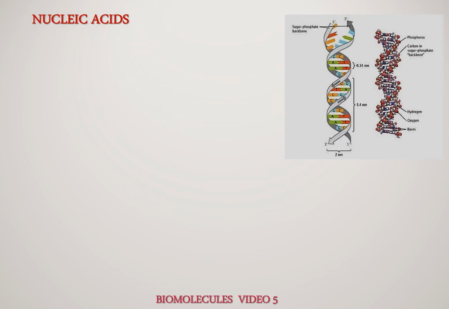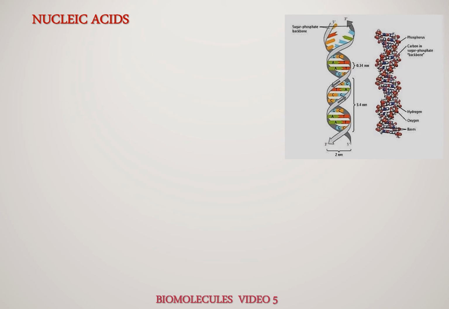Now children, let us proceed towards the other important components of our biomolecules, which are the nucleic acids. All of us are aware that every generation of a species resembles its ancestors in many ways. Why is this happening? It has been established that the nucleus of the living cell is responsible for the transmission of these characteristics from one generation to another.